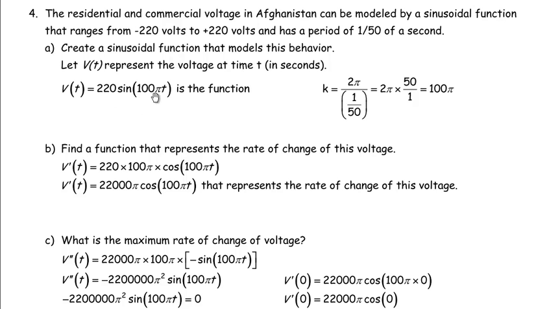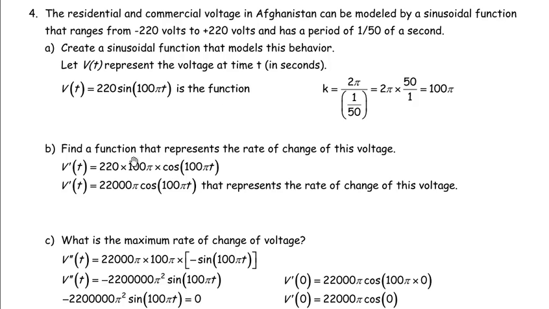Sine, well, what goes here? What's my k value? I find that value by dividing 2 pi, because that's the period of the untransformed sine or cos function, by the 1/50th of a second. We're told that's the length of a cycle. And so we take the numerator and multiply it by the reciprocal of the denominator to divide rational expressions. So 2 pi times 50 is 100 pi. So there's my k value. So that's a function that models this voltage.